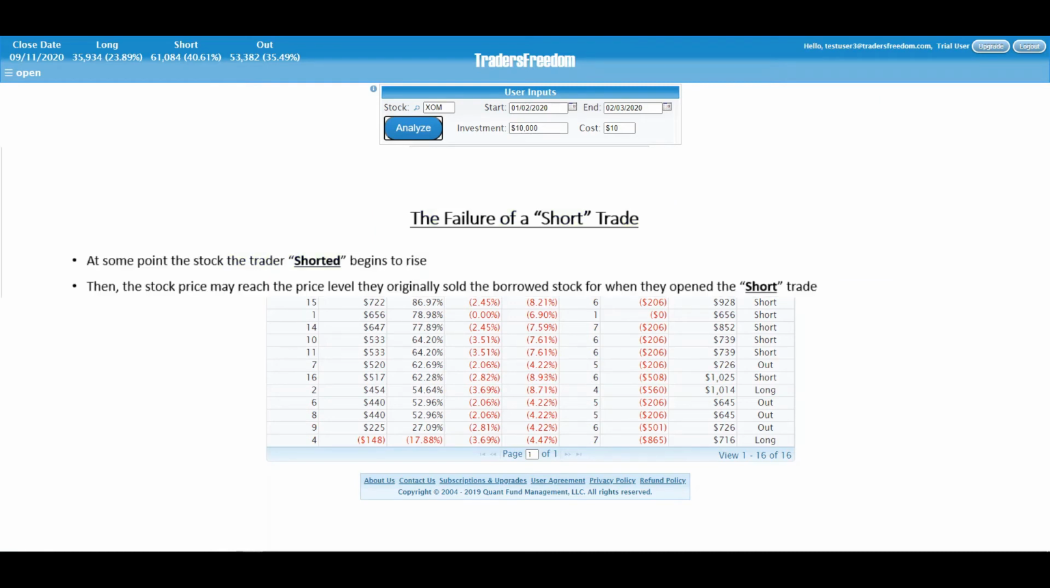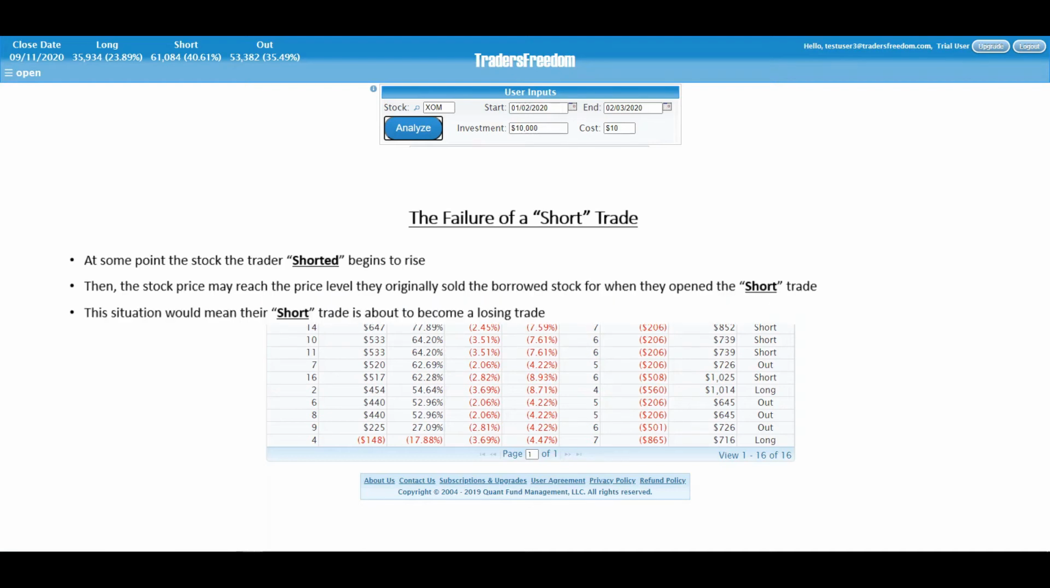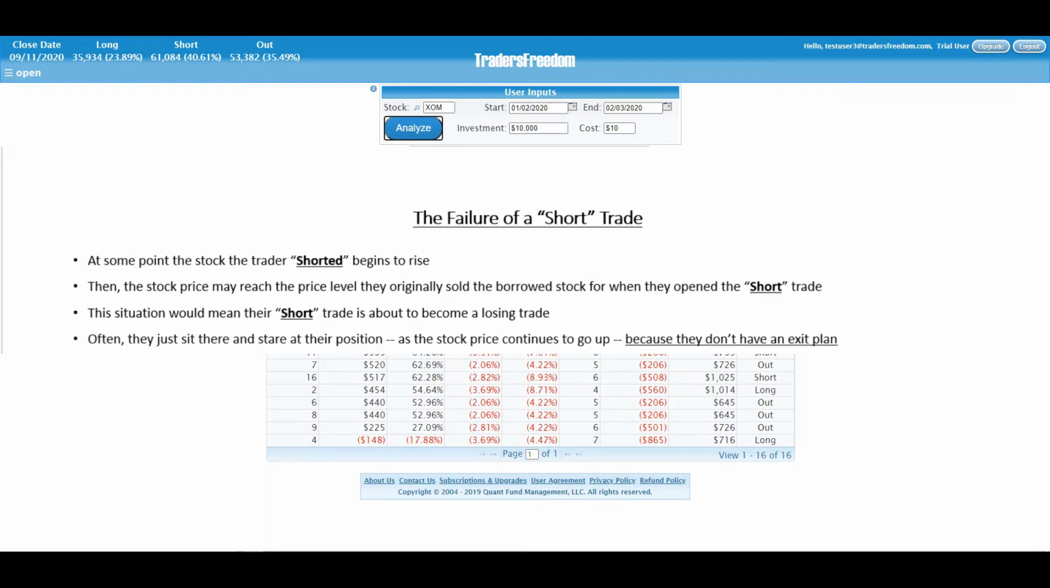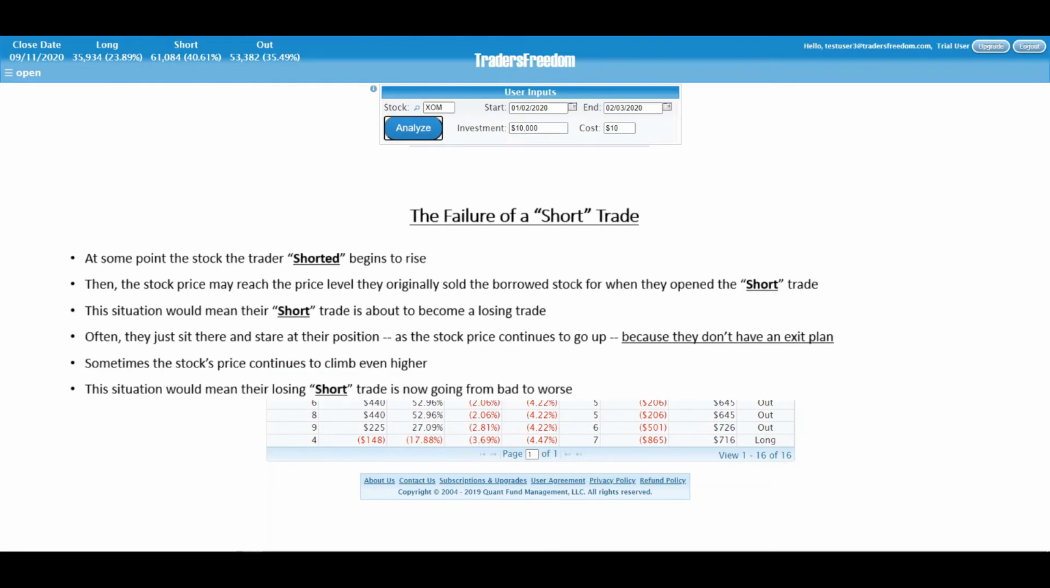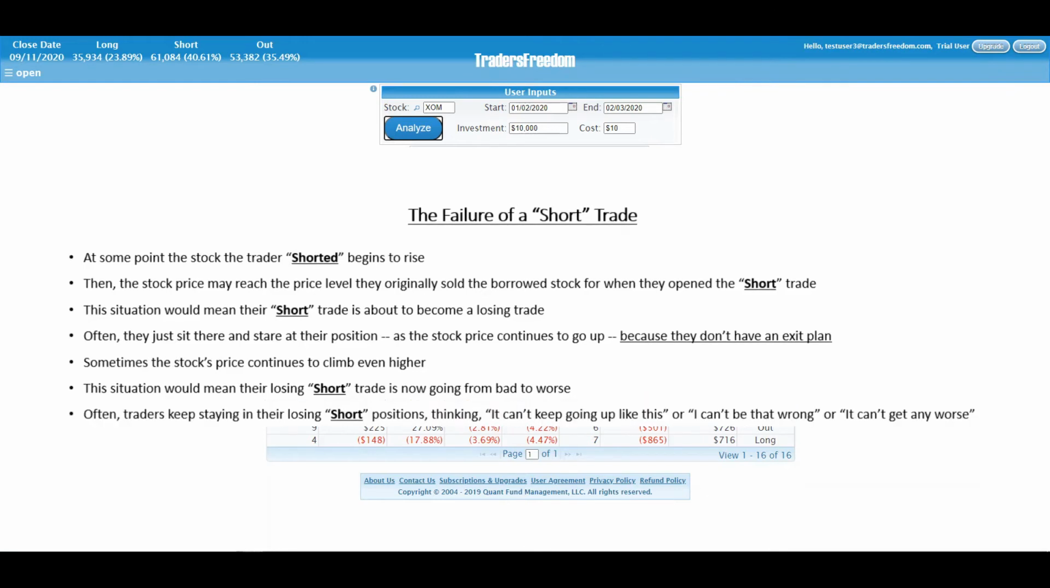Second, the stock price reached the price level that they originally sold the stock for when they opened their short trade, meaning that it was about to become a losing trade. And traders don't like to lose, so they just sat there staring at it as it went up because they didn't have an exit plan. Third, the stock price begins to accelerate as it climbs even higher, which means their losing trade is now going from bad to worse. And traders definitely don't like that.